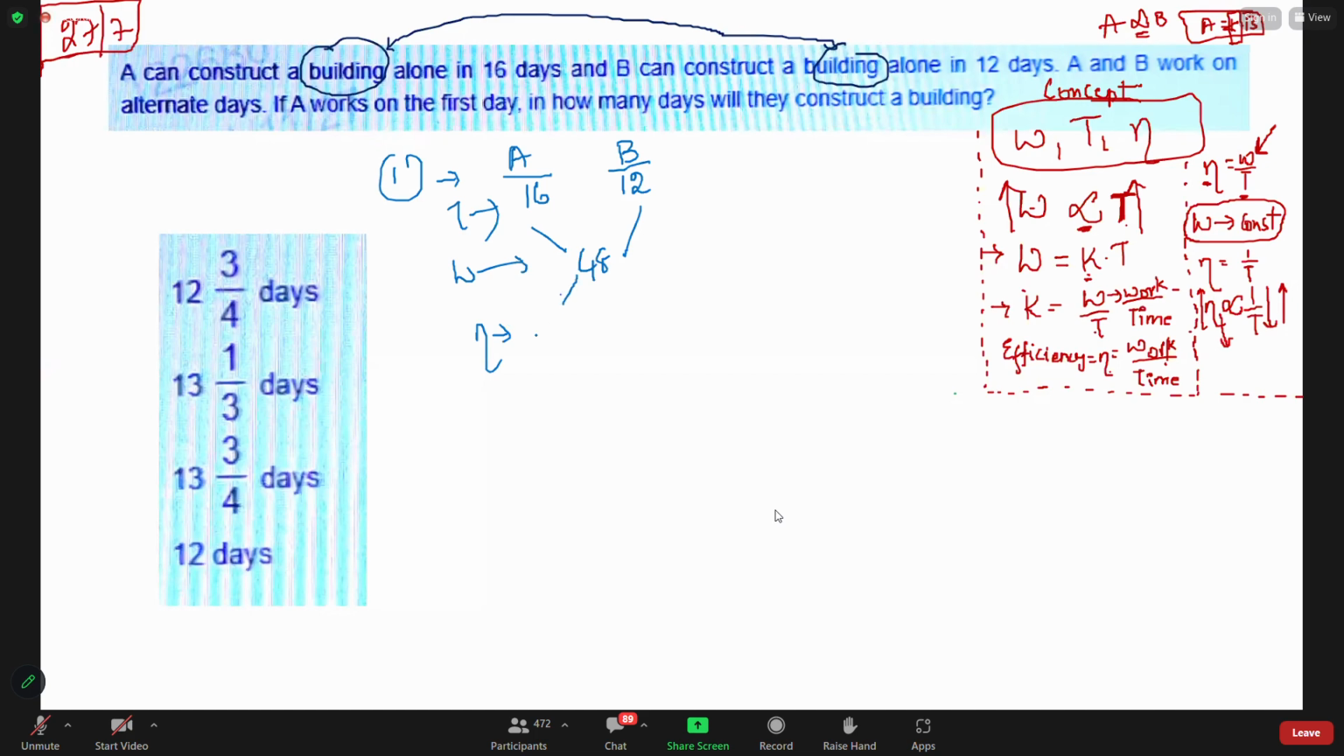So what is efficiency here? Work by time. So this is 3 units per every day. Now this is efficiency A and I'll take efficiency B. Efficiency B is what? 48 by 12, that is 4 units per every day. Step number 1. This is step 1.